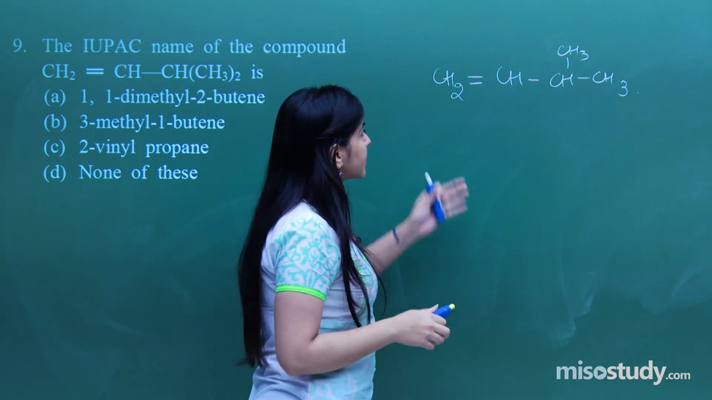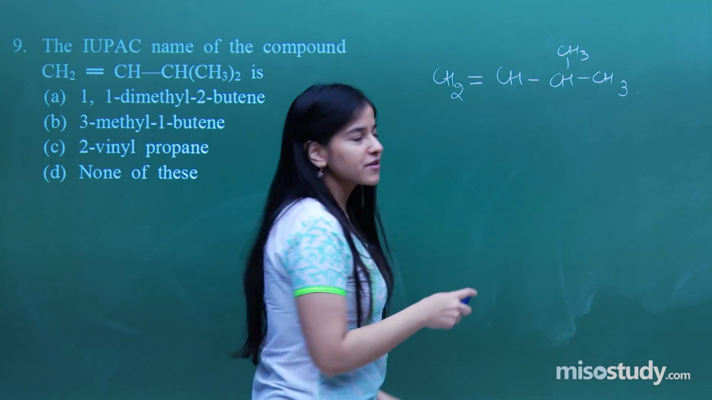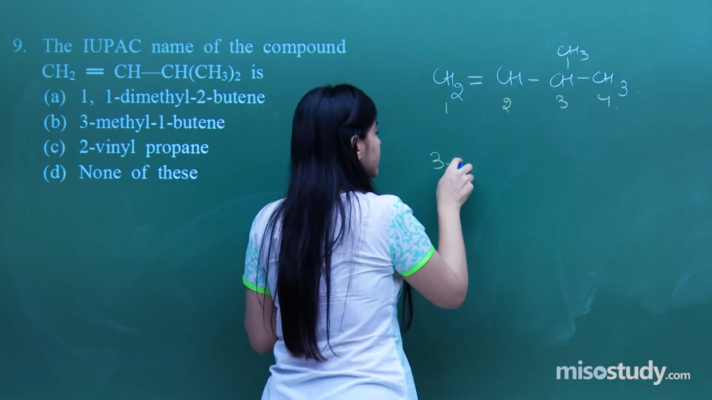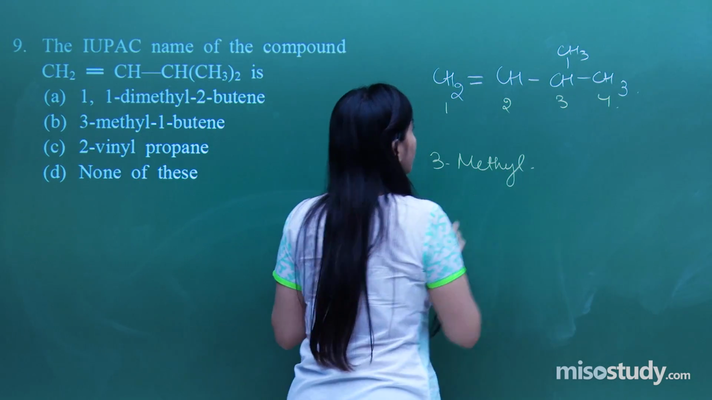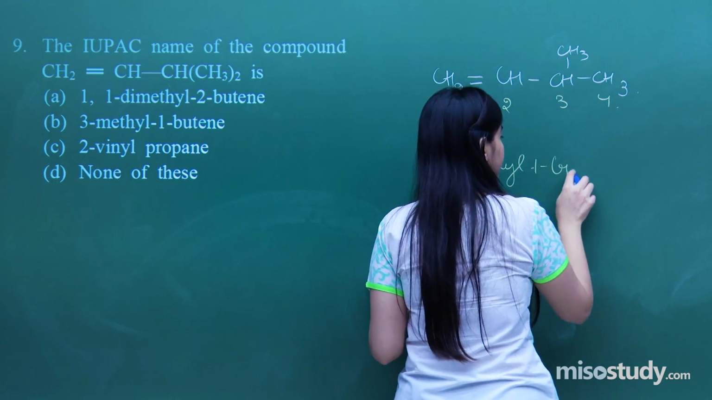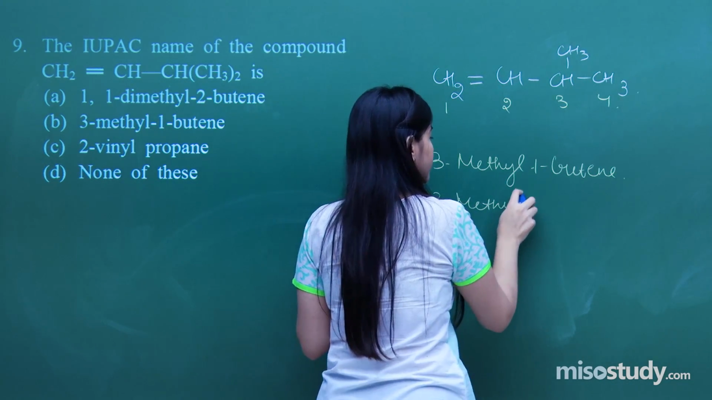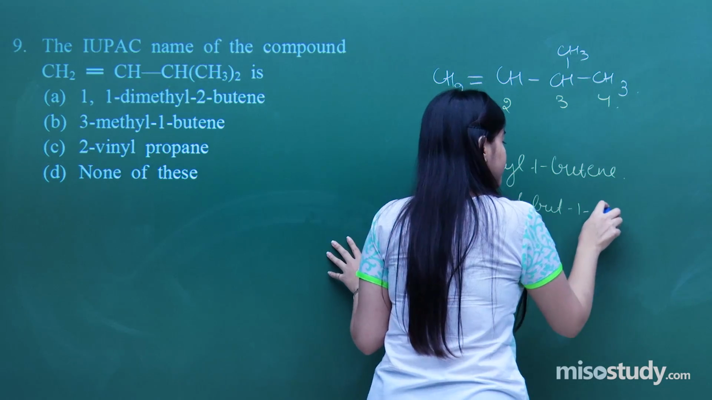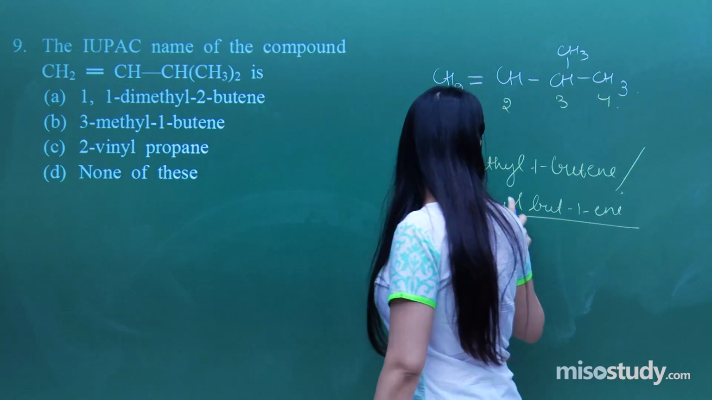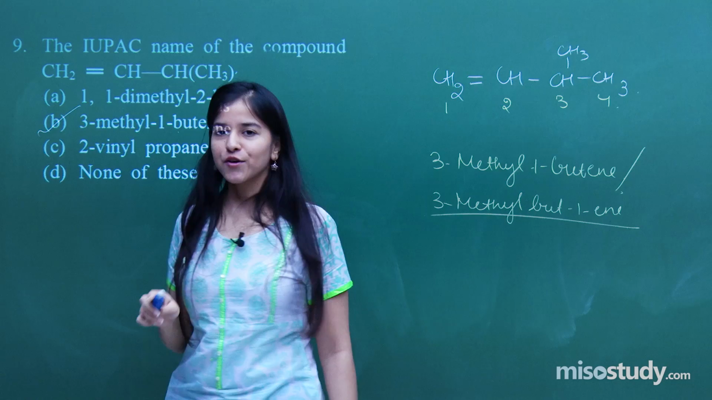Here I am counting from left to right, because here the double bond will be assigned the least possible number. So it would be 1, 2, 3 and 4. That means on the third carbon I have got a 3-methyl. And I have got 4 carbon atoms, that means but. So it would be 1-butene, or I can write it as 3-methyl but-1-ene. Either way could be correct. So let us find our option here. It would be 3-methyl but-1-ene, 3-methyl-1-butene. Again, it's a correct one. I hope everybody has got it.